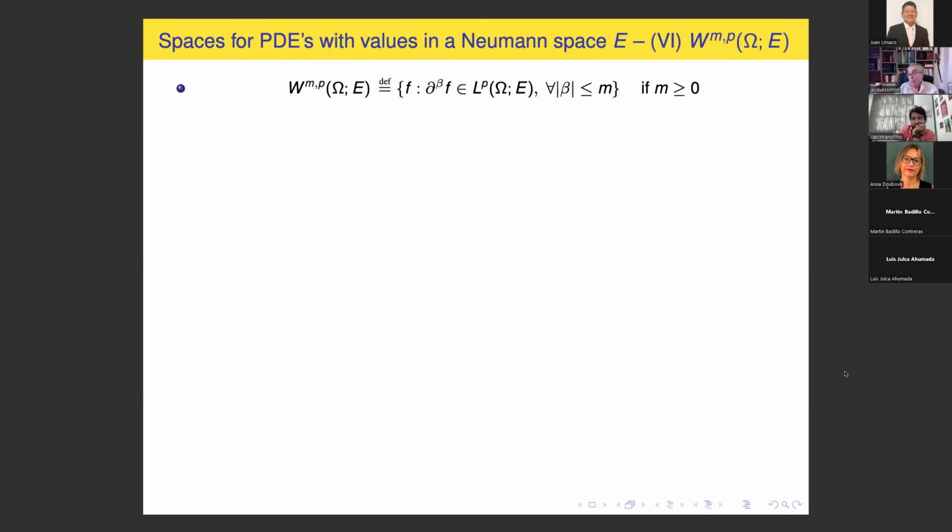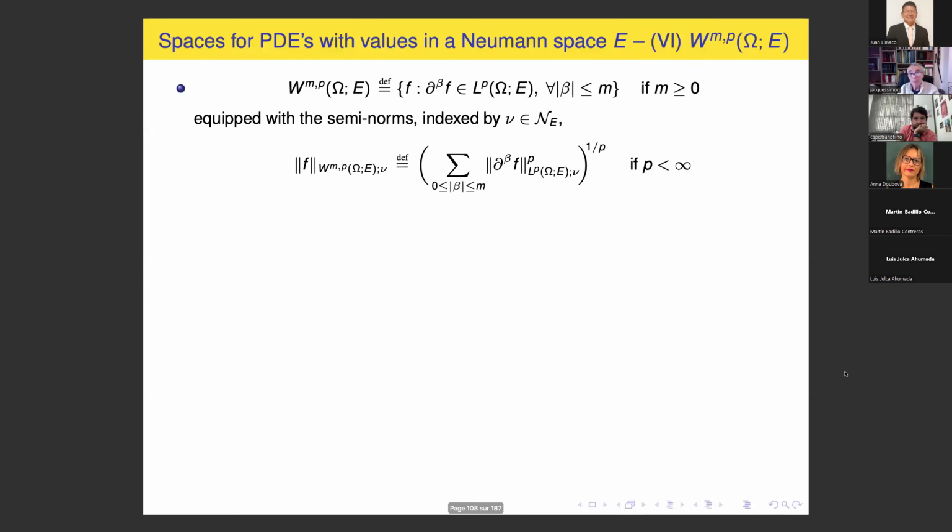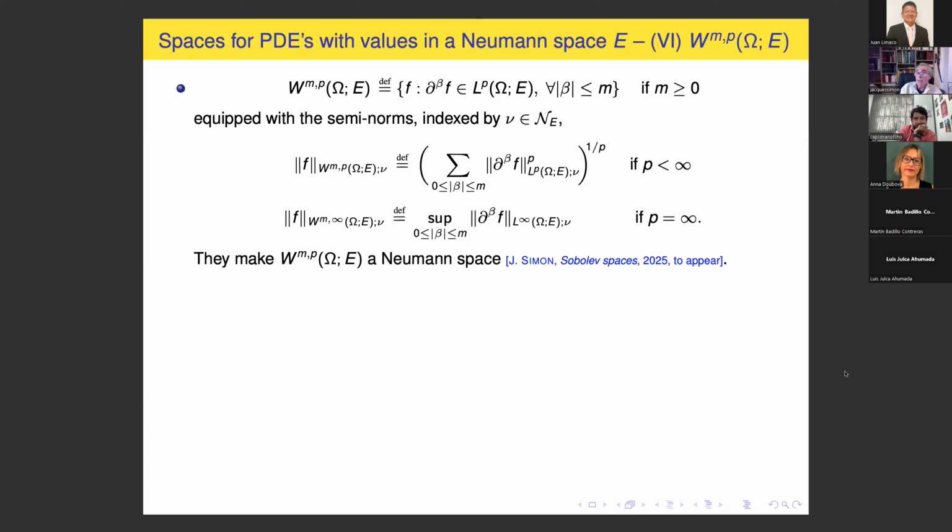And now that we have Lp, we can construct the space Wmp. Classically, the space Wmp is the set of f such that all its derivatives d beta f are in Lp for m positive, and it is equipped with the classic semi-norms of all the derivatives with the power p. And for infinity, it's not the sum, it's the sup. And this is again a Neumann space.